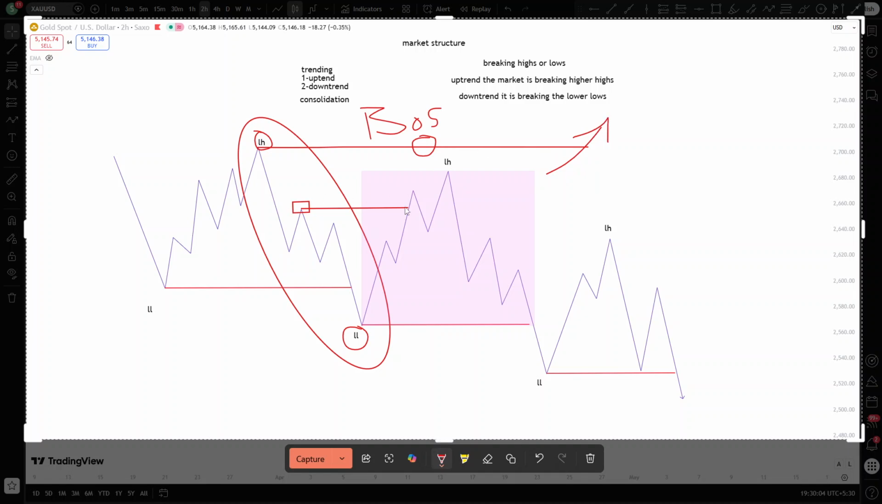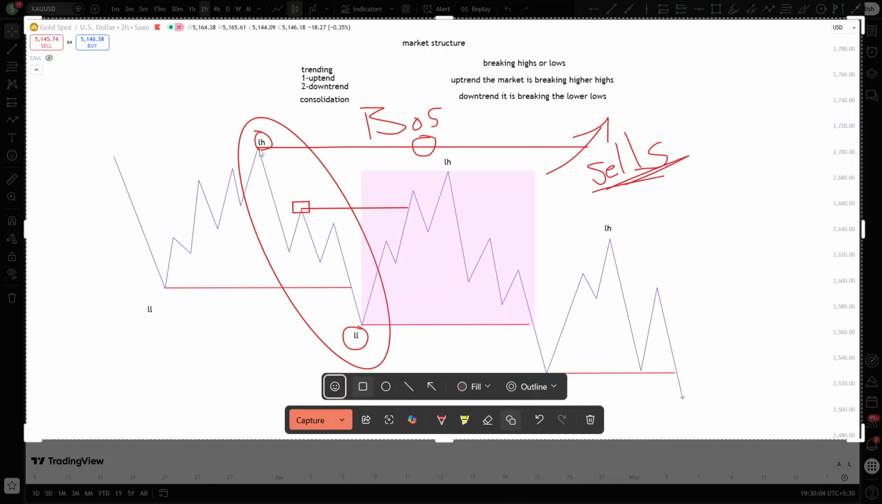For as long as the market is within this whole range, we are going to be looking for sales. For as long as the market is inside here, we are going to be looking for sales.